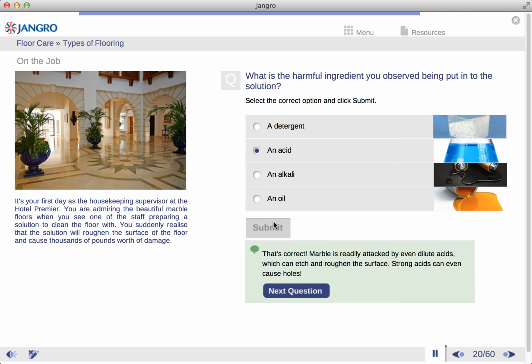That's correct. Marble is readily attacked by even dilute acids, which can etch and roughen the surface. Strong acids can even cause holes.